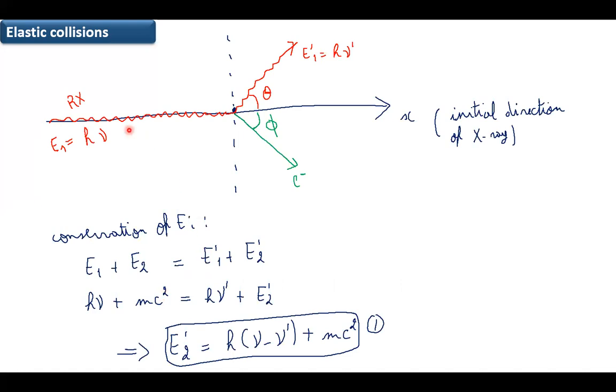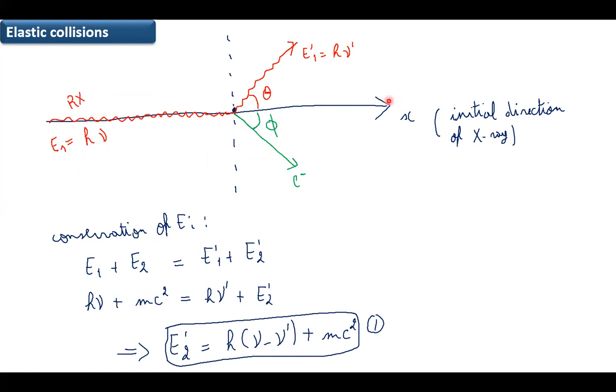Why is it elastic? Because before collision we have a photon and an electron, and after collision we have the same two things, a photon and an electron. Okay, so we have an X-ray with an energy E1 equal to h nu, or hf, whatever you name the frequency, and the electron that is initially at rest, a free electron at rest.